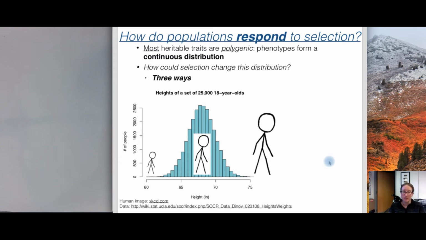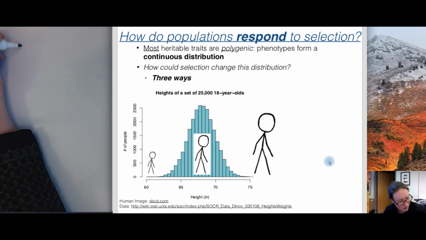And for thinking about this question, it's important to start out by realizing that most of the heritable traits that are found in living organisms are polygenic. I mentioned that earlier when talking about types of inheritance, right? So Mendel's cases are actually the exception, they're not the norm. The norm is for a trait to have polygenic inheritance. And what that means is that phenotypes for that trait will form a continuous distribution.